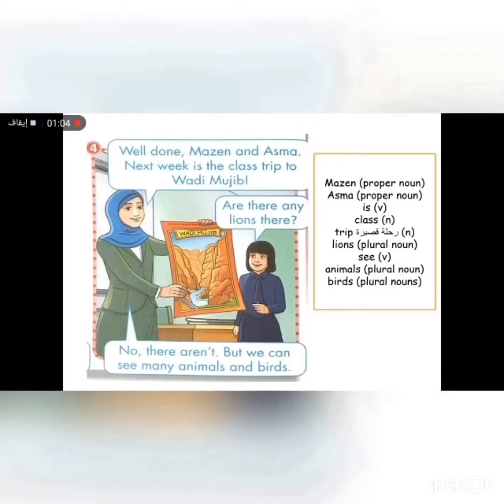Well done, Mazen and Asma. Next week is the class trip to Wadi Mujab. Are there any lions there? No, there aren't. But we can see many animals and birds.